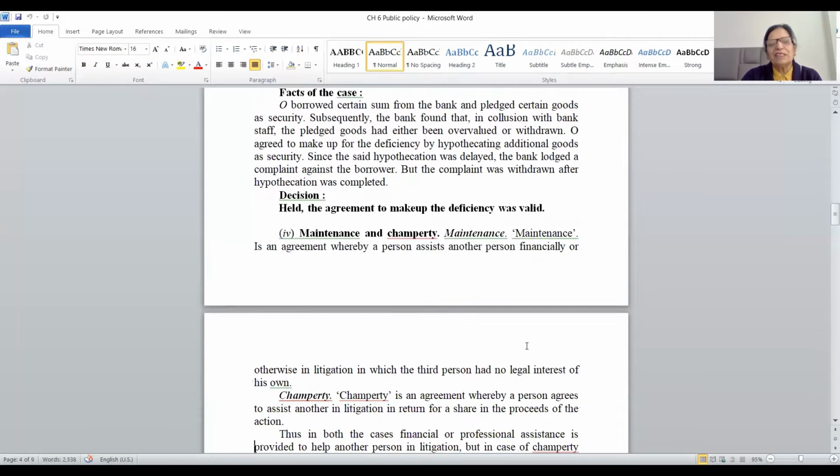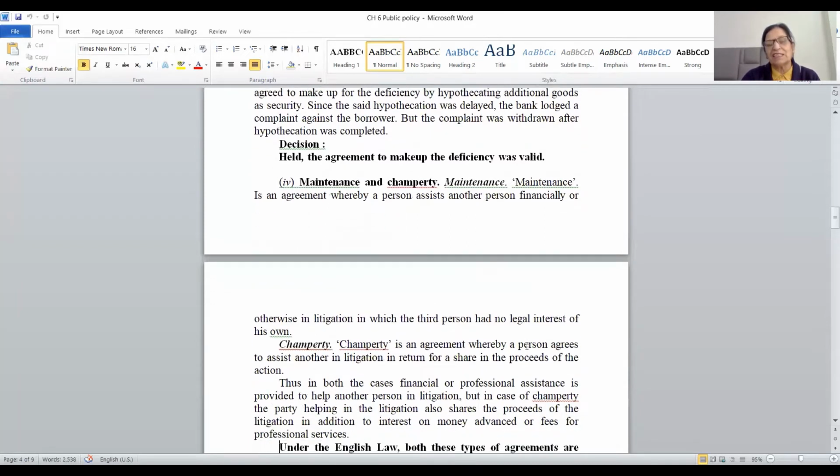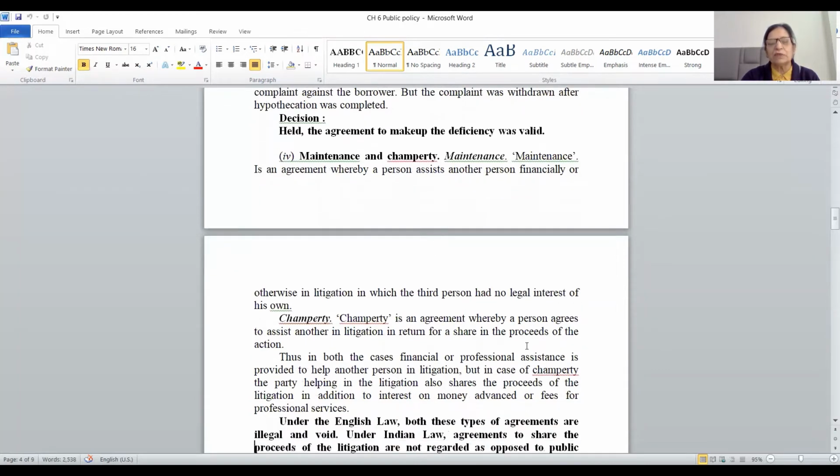Now, the next point is a very important point, friends, which is maintenance and champerty. What is maintenance and what is champerty? I would like to explain with the help of an example. Maintenance is an agreement whereby a person assists another financially or otherwise in litigation in which the third party has no legal interest of his own. Friends, this last line is very important: in which the third party has no legal interest of his own.